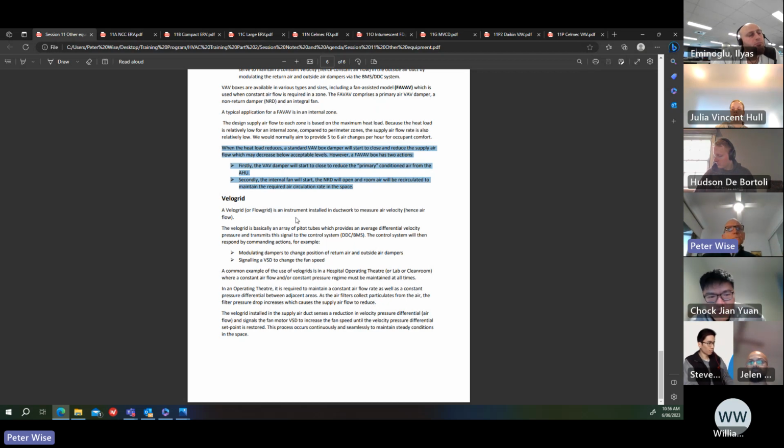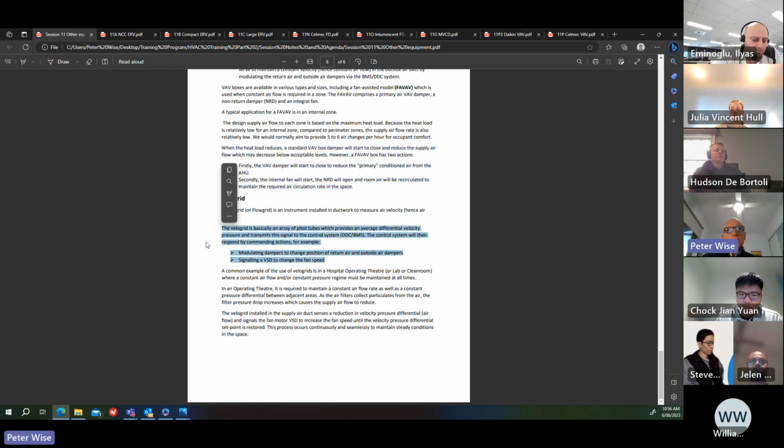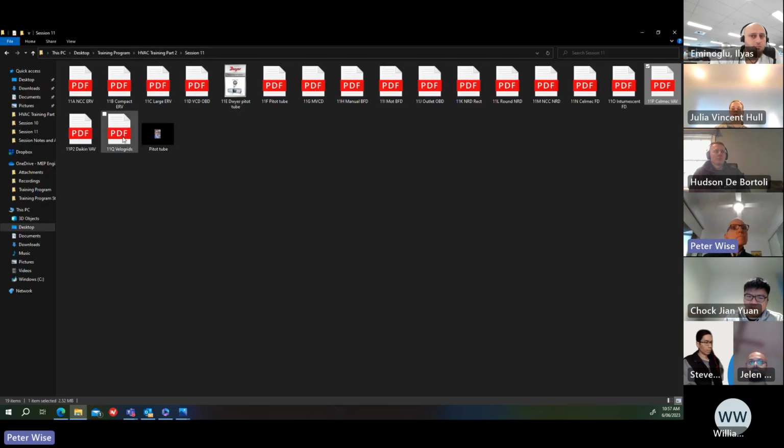VeloGrid, or a flow grid, is an instrument installed in ductwork to measure air velocity and hence the airflow. VeloGrid is basically an array of pitot tubes which provides an average differential velocity pressure and transmits this signal to the control system. The control system then responds by commanding actions such as modulating dampers to change position of return air and outside air dampers, or signaling a VSD to change the fan speed. There's 2 things you can do there. I'll show you a picture of a VeloGrid.